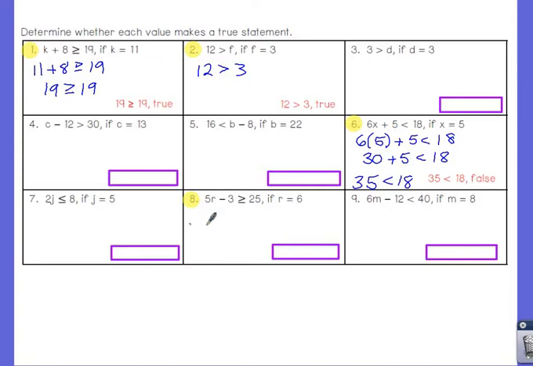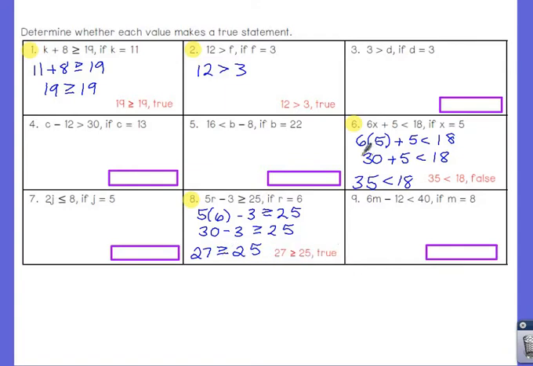Then number 8. What number am I plugging in for my variable? 6. So order of operations, I do multiplication first. What is 5 times 6? 30. 30 minus 3 is 27. Is that a true or a false statement? 27 is greater than or equal to 25. That is true. Pretty simple, huh?